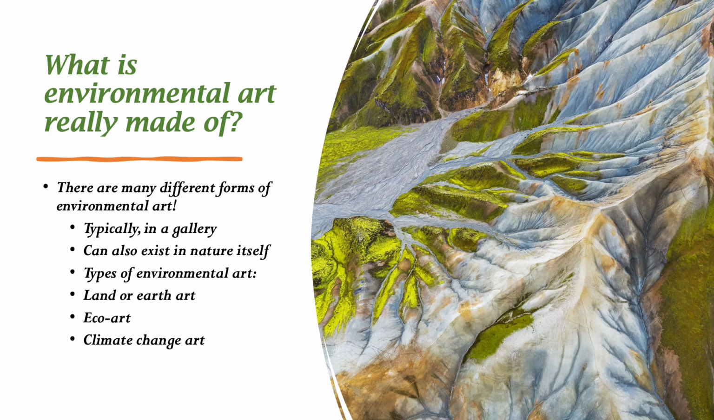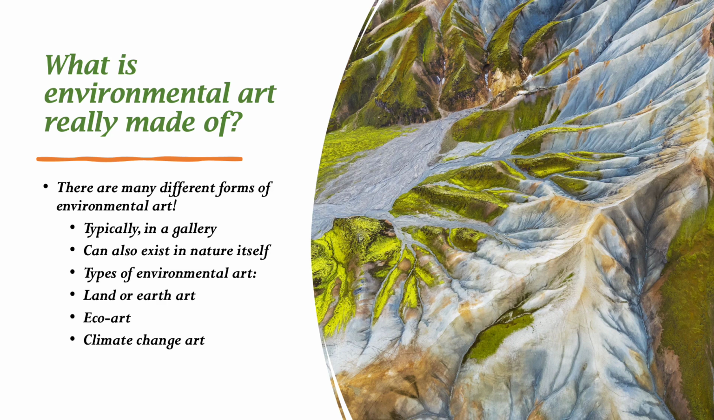A lot of people have the question of what is environmental art really made of? There are many different types and forms of environmental art. Typically, they are in a gallery of photos, paintings, and all of that, but they can also exist in nature itself. The types of environmental art are land or earth art, eco art, and climate change art. That's just a few of the plethora of options people have.